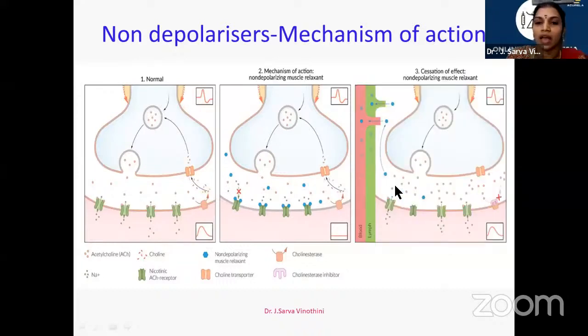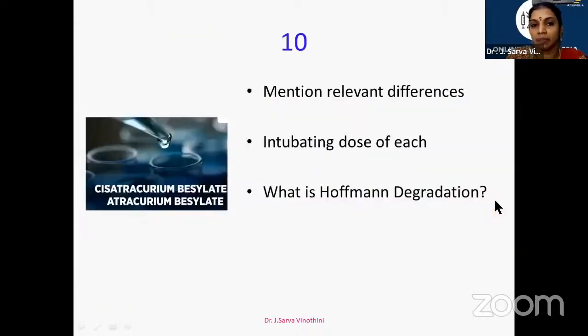And how does the action wear off? When the level of the non-depolarizing muscle relaxant decreases in the blood, the non-depolarizing muscle relaxant moves across the concentration gradient from the neuromuscular junction to the blood, and the action slowly wears off. This can also be hastened by the administration of anticholinesterases, which inhibit the acetylcholinesterase enzyme.